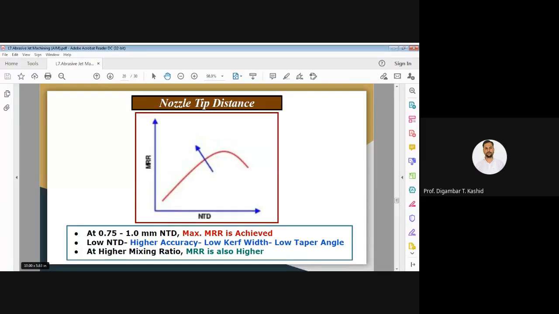As I have mentioned here, at a higher mixing ratio your material removal rate is also higher. That mixing ratio formula we are going to see in the next slide. So please note down this also.